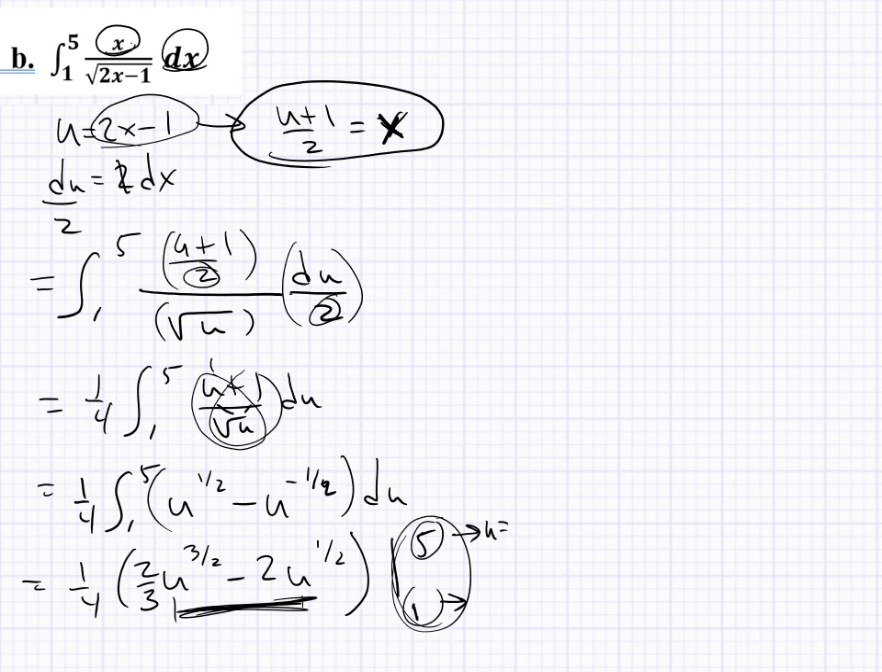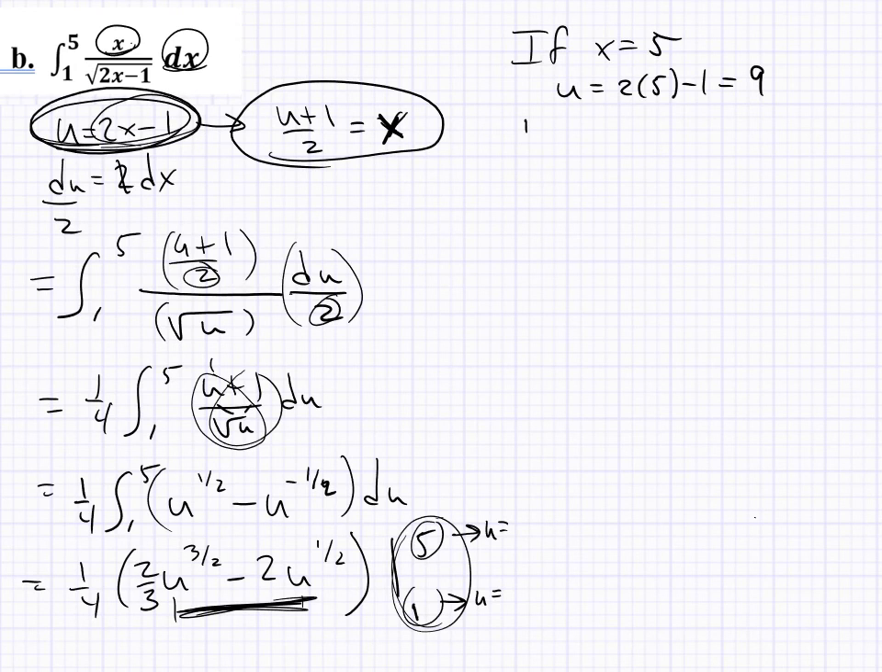So u equals, and what u equals. Why? Because it's very easy to do. Look, if x equals 5, u equals 2 times 5 minus 1, which is 9. That's just using this. If x equals 1, then u equals 2 times 1 minus 1, which would be 1. So now my u goes from 1 to 9. And now I don't have to do anything. I just plug 9 in, I plug 1 in, and I'm done.